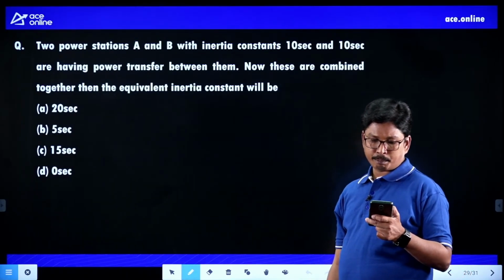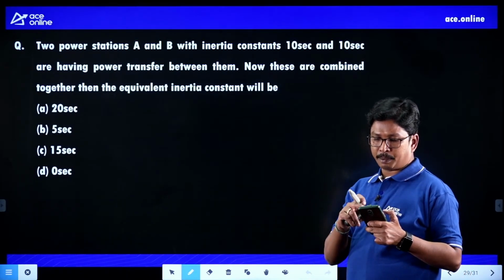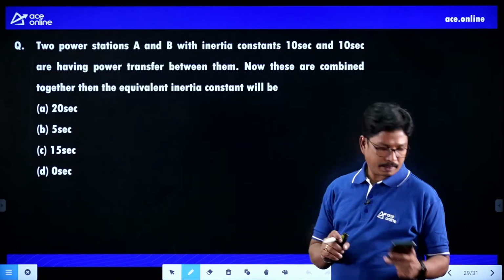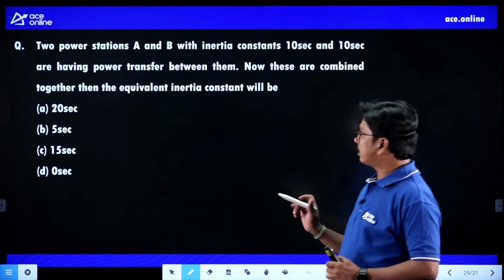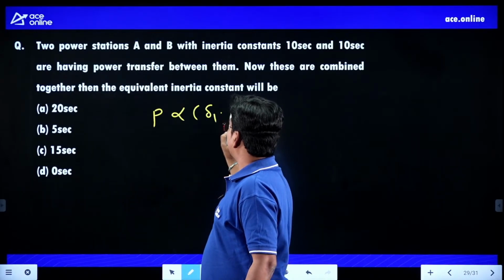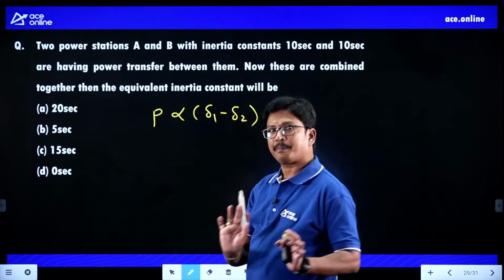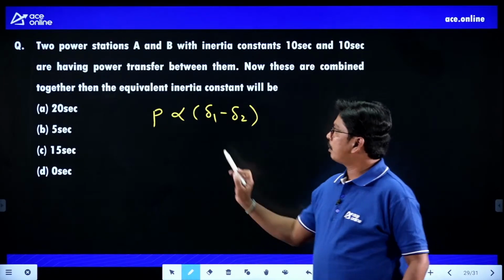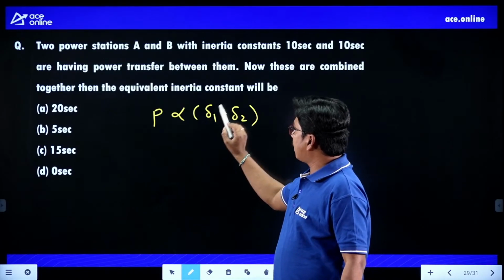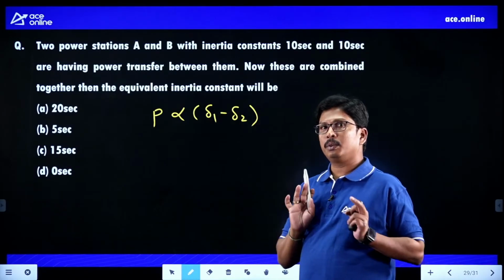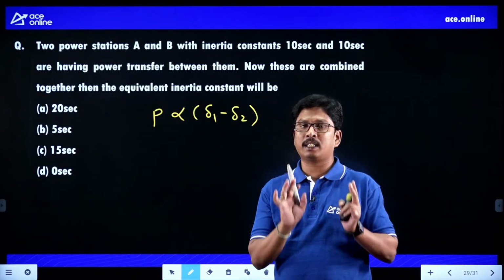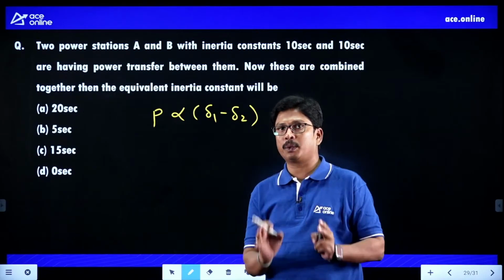So Aspirant has given B. Naik has also given B. Clear? See here, students, power transfer is proportional to delta 1 minus delta 2. Is it right? This equation is very clear for you. When delta 1 is exactly equivalent to delta 2, then the machines are swinging together. We already told this.